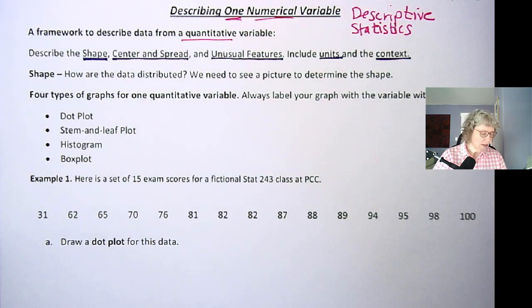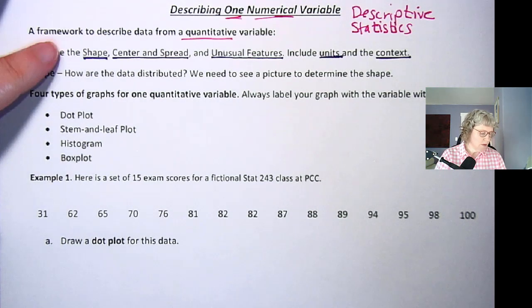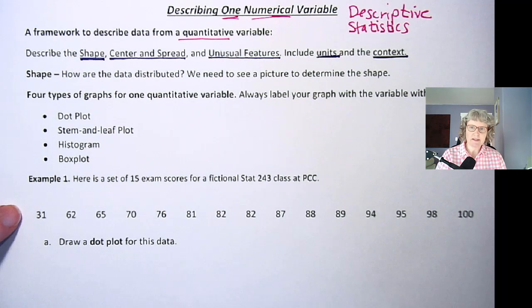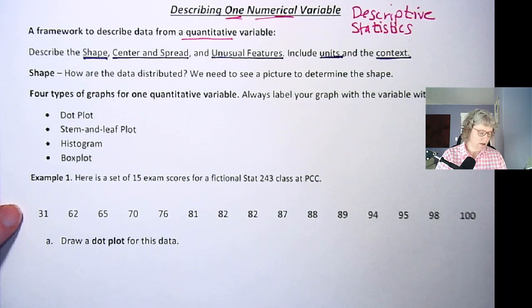and we're going to go through all of these items in this series of videos. Okay, so let's start with shape. We do that one first for a reason. We're going to use this example data set down here, which is made up data, a set of exam scores, 15 scores, for a fictional Stat 243 class.